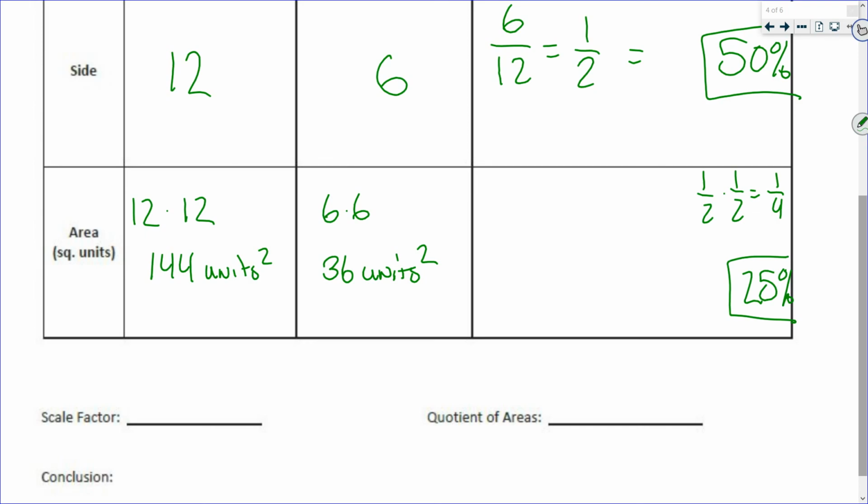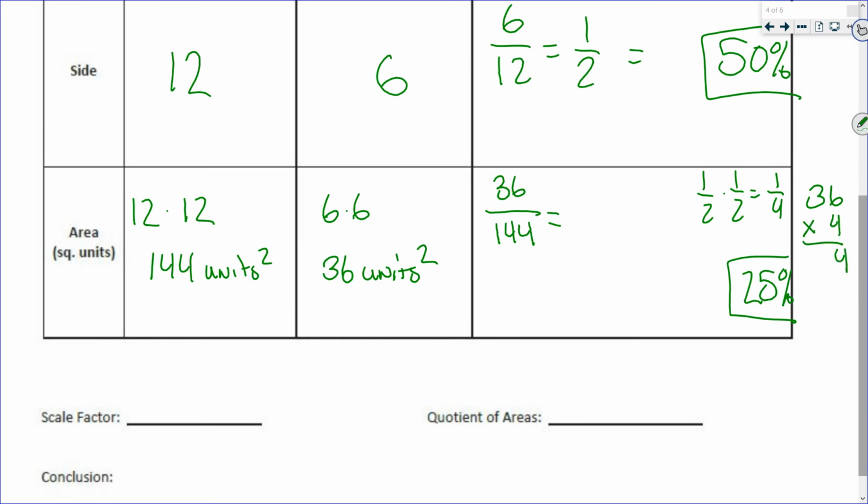So the scale factor would be the scale area over the original area, which would be 36 over 144. Now here comes the question. We have to determine whether or not 36 times 4 gives me 144. So 36 times 4: 6 times 4 is 24, carry the 2. 4 times 3 is 12, 12 plus 2 is 14, so 144. Well, ain't that interesting? That's 1/4, which matches, which means that's correct. It's 25%. So 1/4 is the quotient of the areas. The scale factor was 1/2.